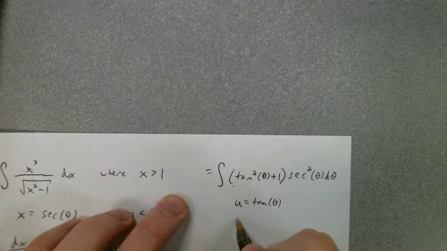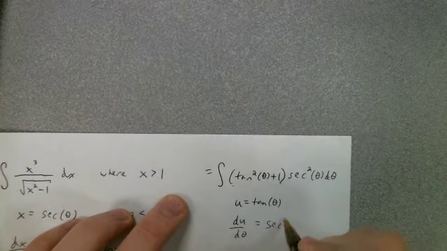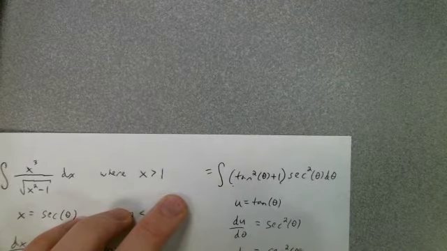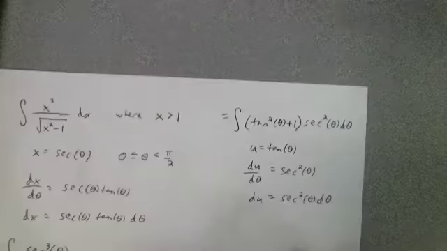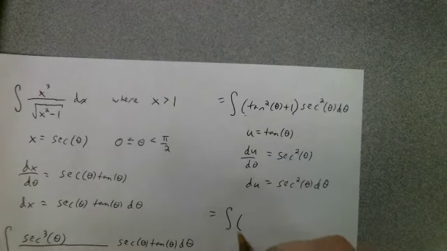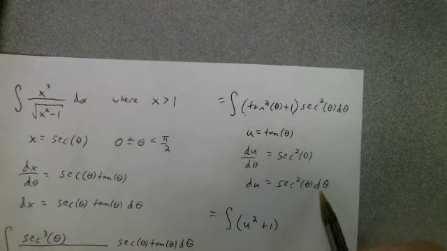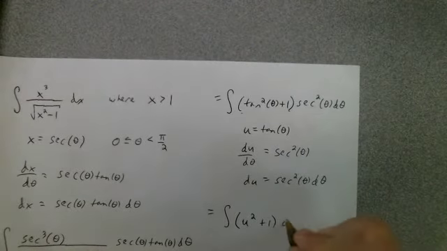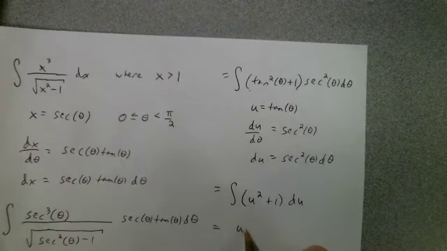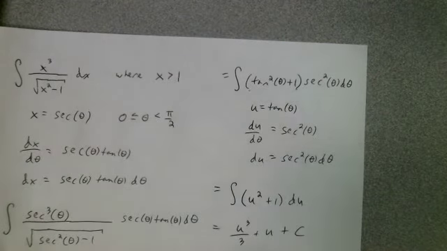So I can let u be the tangent of theta. So du d theta is secant squared of theta. So du is secant squared theta d theta. All right. So I replace tangent theta with u. So I got u squared plus 1, secant squared theta d theta. That becomes my du. An antiderivative of u squared is u cubed over 3. An antiderivative of 1 would be u. Don't forget my plus c.